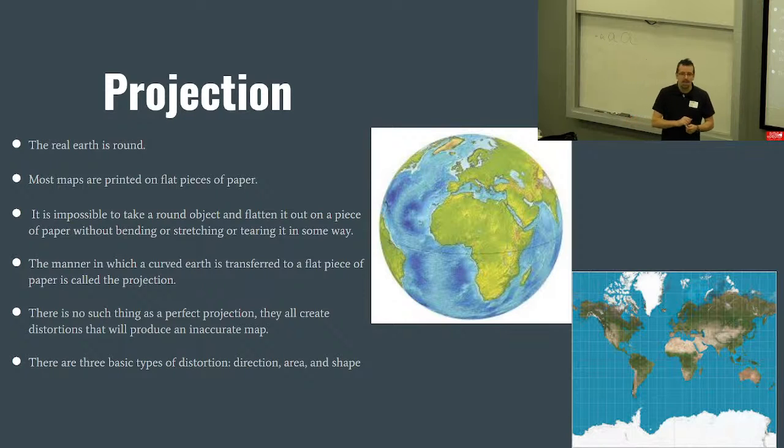But how do we properly show the Earth on a flat surface? And this is where projections come into play. Because the goal of any projection is to properly preserve the shape and scale of the landmass. Right? But the third point here is that it is nigh impossible to do so. There are a few that come close.